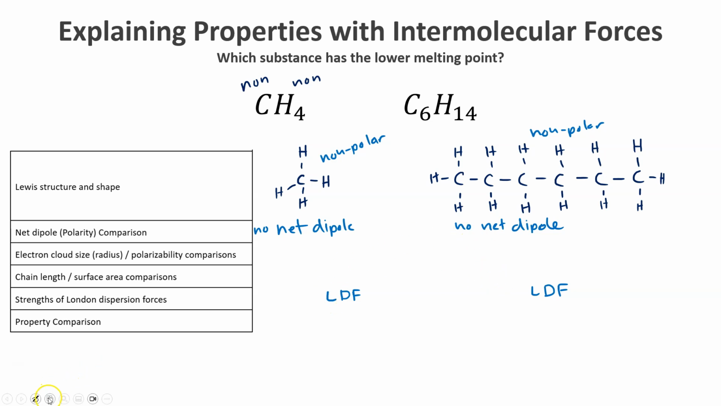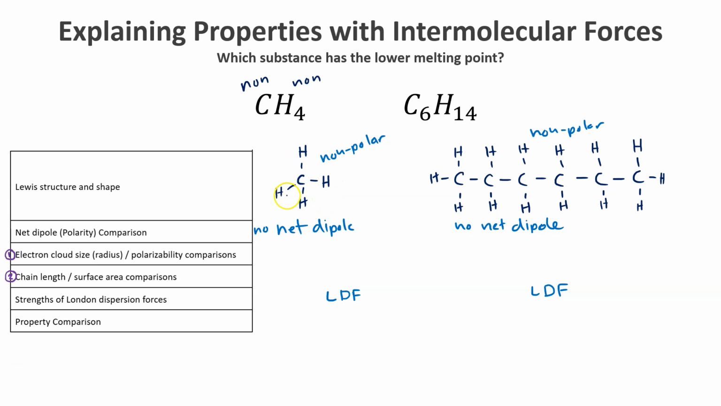The next stage in the process is to compare the strengths of those LDFs, which is stronger, which is weaker. To do that, there are actually 2 different considerations you need to make, and I'm numbering those over on the left of the video screen. Number 1 is electron cloud size, and number 2 is chain length. You have to factor in both of these things, and usually there's going to be a clear-cut one that's going to lead you to the answer. Let's start with electron cloud size.